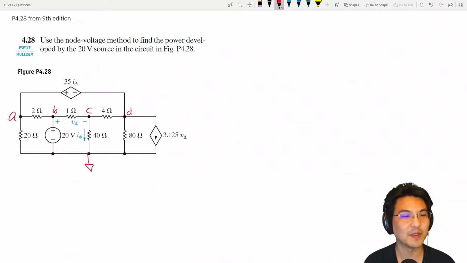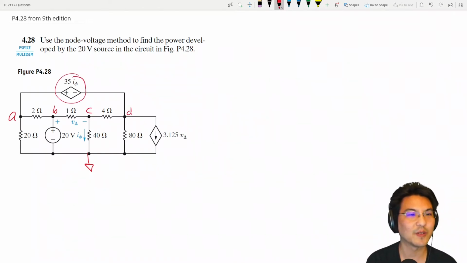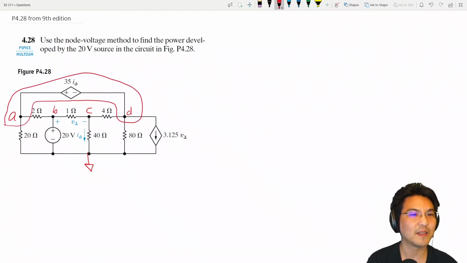Okay, and then notice that I have this voltage source between these two essential nodes, which means this is a supernode right here. Okay, so let me write KCL at the supernode.